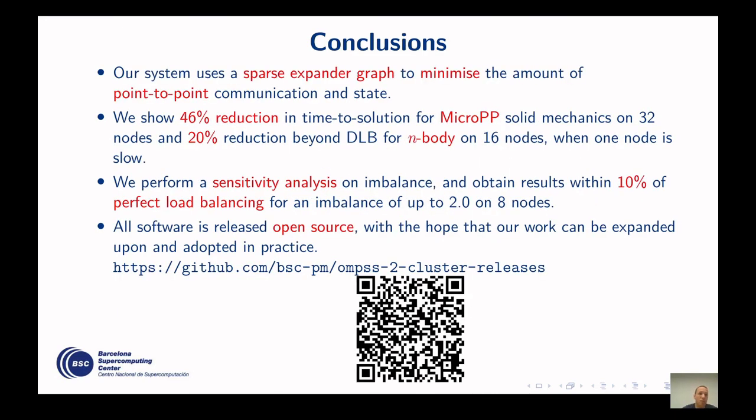Our system uses a sparse expander graph to minimize the amount of point-to-point communications and state, and we show a 46% reduction in time for MicroPP and 20% for n-body on 16 nodes when one node is slow. We perform a sensitivity analysis of imbalance and obtain results within 10% of perfect load balancing for an initial imbalance of up to 2.0 on 8 nodes. Our software is released as open source with the hope that our work can be expanded and adopted in practice.